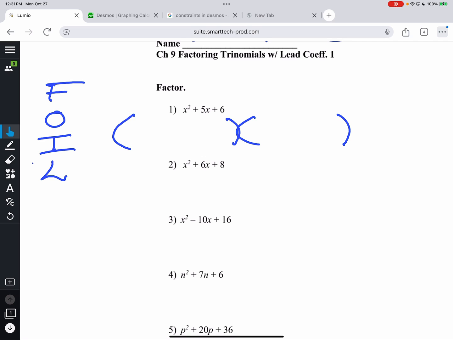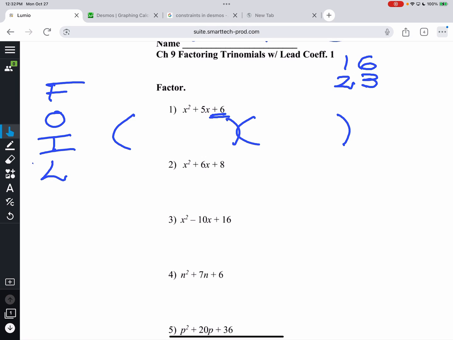So we know that we're going to work with factors of 6. I'm just going to list them in order. We're going to have 1 and 6, and then we could have 2 and 3. And then, of course, it starts over, like 3 and 2 and 6 and 1, so you don't have to list those. The middle number is created using the outer and inner, normally combining them because most of the time they create like terms. Does that make sense?